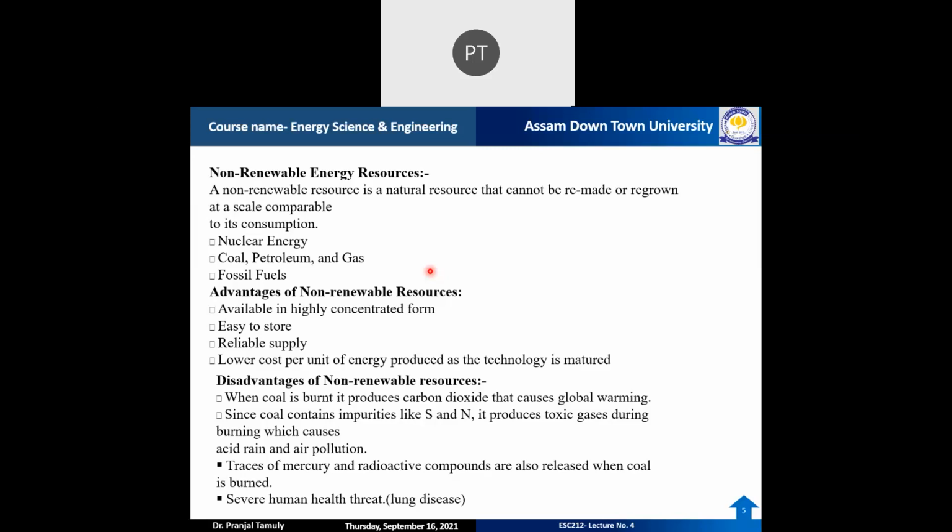So another disadvantage is traces of mercury and radioactive compounds are also released when coal is burned, and different human health problems are due to pollution. So we are having different health diseases. So lung cancer is one of the prominent kinds of health disease that we experience these days.